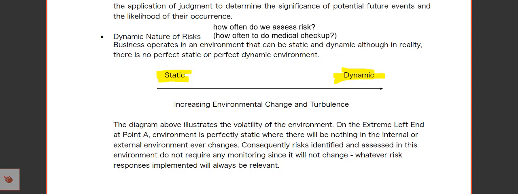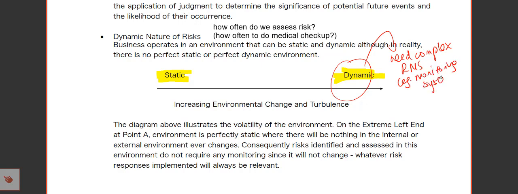Okay. Not only that, the dynamic of the environment tells us about how often we assess risk, it also tells us the requirement of our risk system. Okay. Now, when things are dynamic, we need a more complex risk management system. For example, a monitoring system.